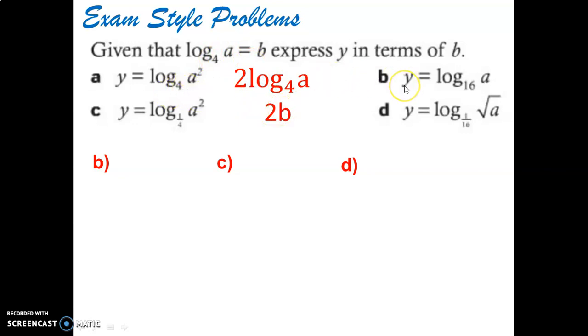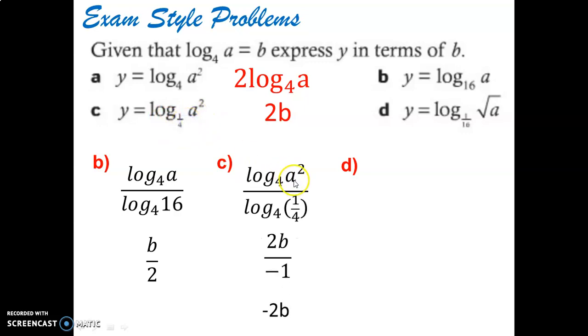But what about b? We looked at that one as well. In b, it's not a base of 4, it's a base of 16, but we need to make it a base of 4 so we can use this here. So that, by change of base, gives us this and becomes b over 2. We looked at these, I think, during our investigation in class, so let's just quickly go through the next one. C, by change of base, becomes this, and therefore we have 2b over negative 1, because that 2 drops in front, so that becomes 2b, and 4 to the power negative 1 is 1/4, so we have negative 1 there.